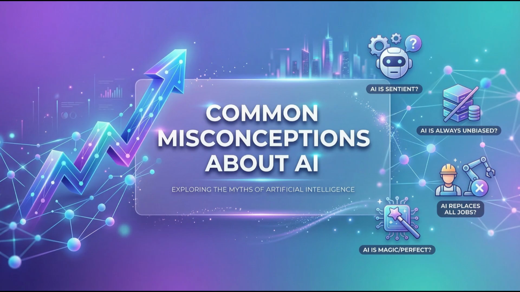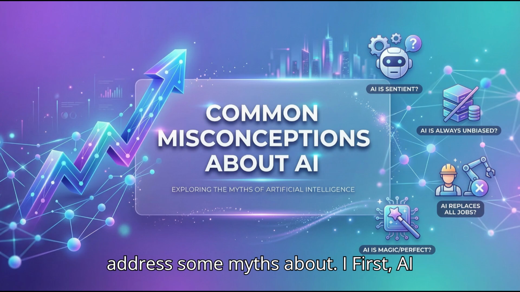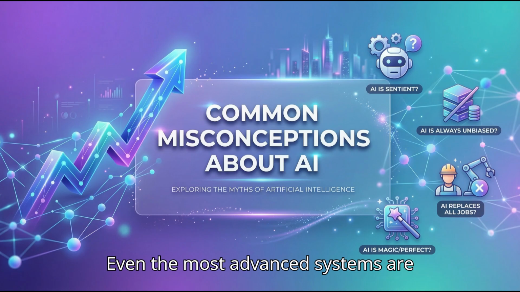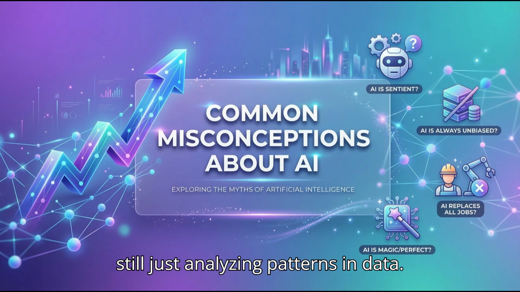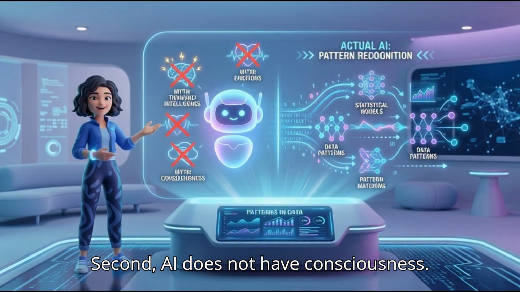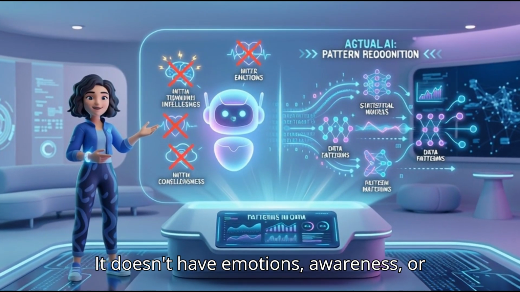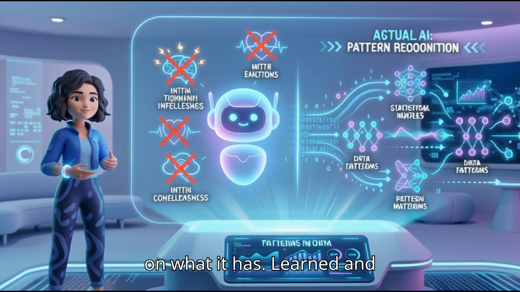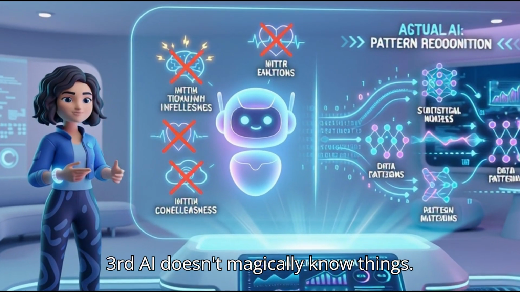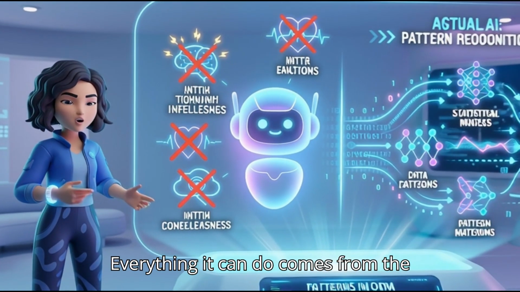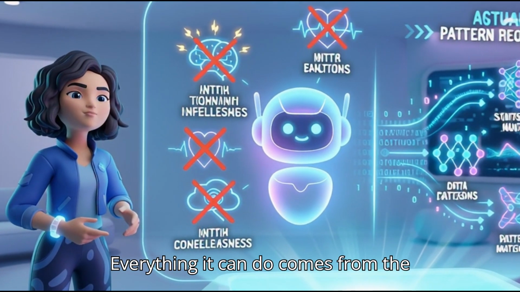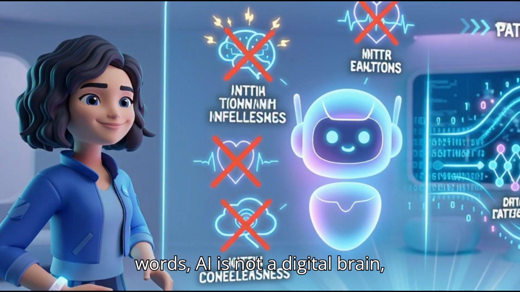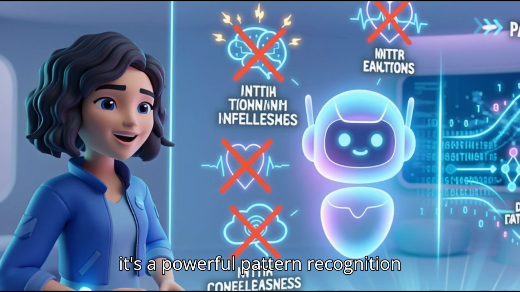Now, let's address some myths about AI. First, AI does not actually think like humans. Even the most advanced systems are still just analyzing patterns in data. Second, AI does not have consciousness. It doesn't have emotions, awareness, or intentions. It simply processes information and generates outputs based on what it has learned. And third, AI doesn't magically know things. Everything it can do comes from the data it was trained on. In other words, AI is not a digital brain. It's a powerful pattern recognition system.